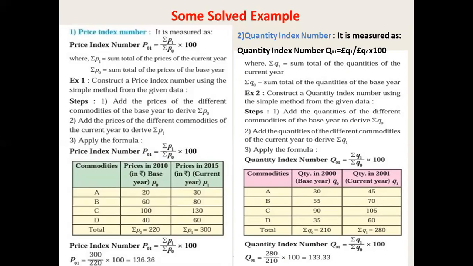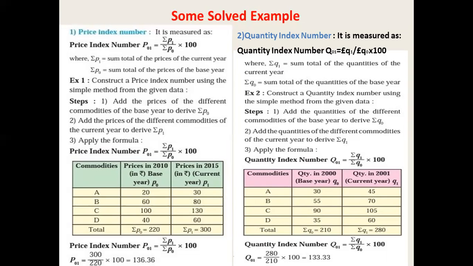And summation of Q1 means the sum total of the quantities of the current year. We have selected about 4 commodities, and we have calculated the current year's quantity and the base year's quantity. So we apply the formula: Q01 is equal to summation of Q1 divided by summation of Q0, multiplied by 100. Summation of Q0 means the sum total of the quantities of the base year.